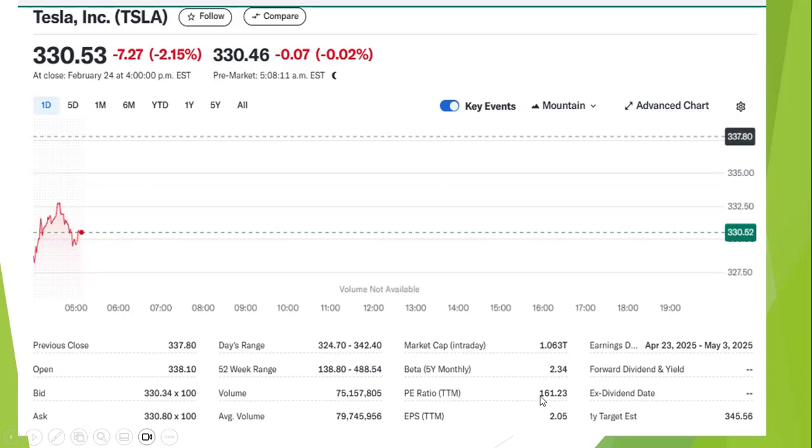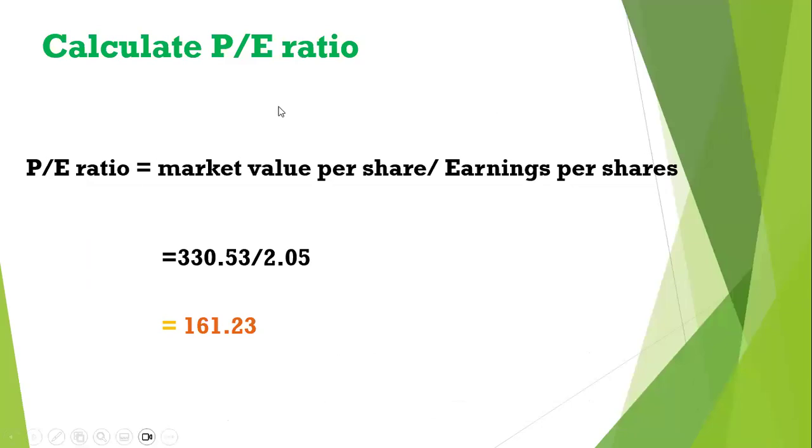So if you get this type of PE ratio, you know it is very high, and it indicates that this company has a potential growth in the future. So let's look at how it is calculated. Take the value of the stock per share divided by earning per share, EPS, 2.05. When you do that, you get 161.23, which is exactly the number that we were seeing on the table.